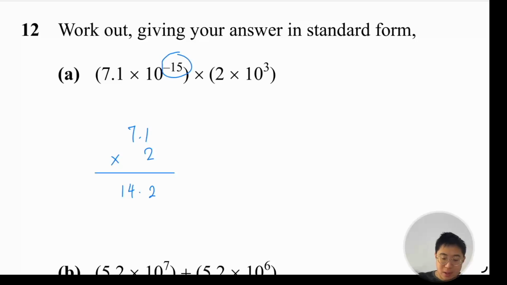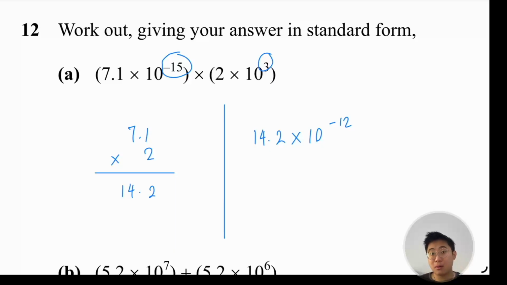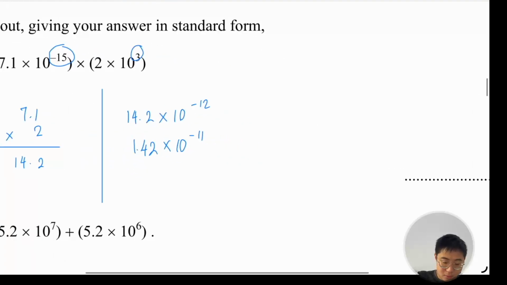Negative 15 times with 3. You know, when you multiply indices, the powers add up. So you'll have 14.2 times 10 to the power of negative 12. Negative 15 plus 3 is negative 12. But this is not standard form because standard form only allows one number, and then the rest could be a decimal. So instead of 14.2, you want 1.42 times 10 to the power of negative 11. And that should be your answer. Okay, I will put this in the answer space.